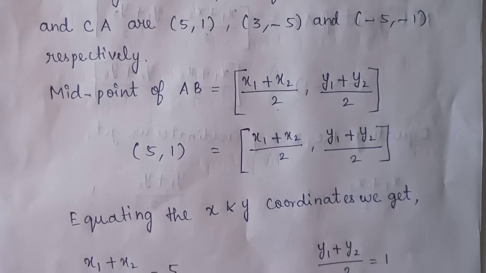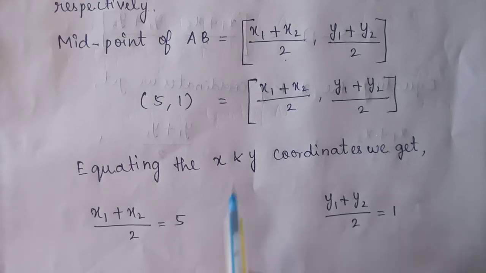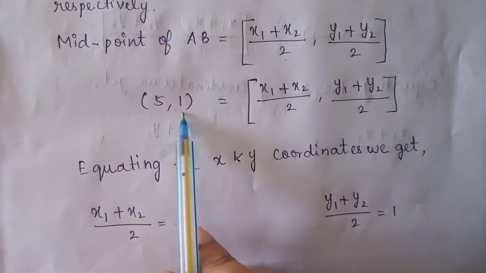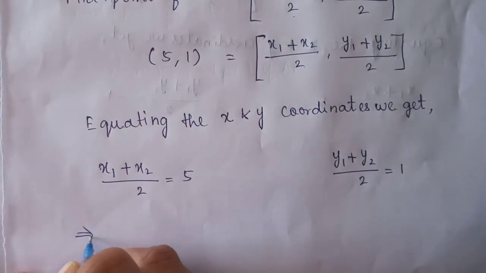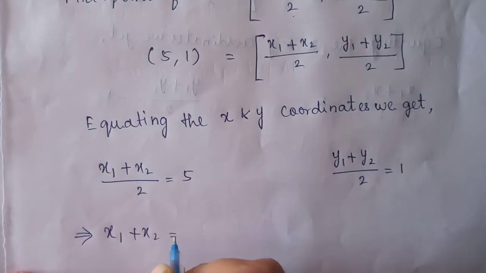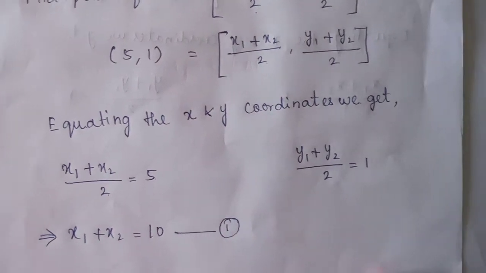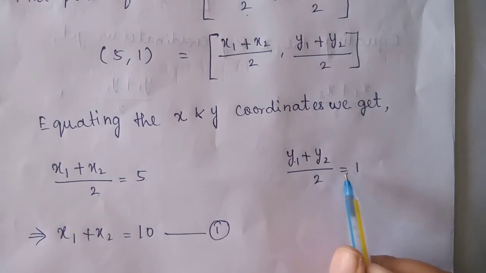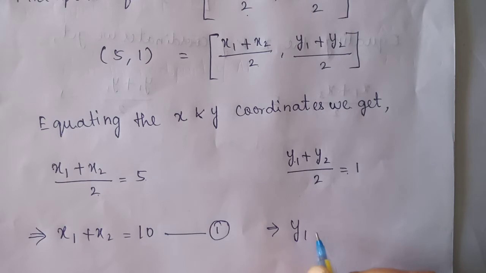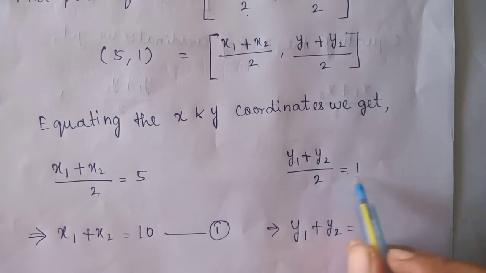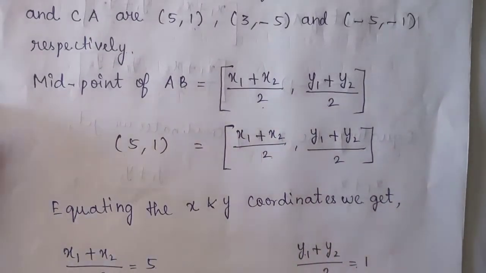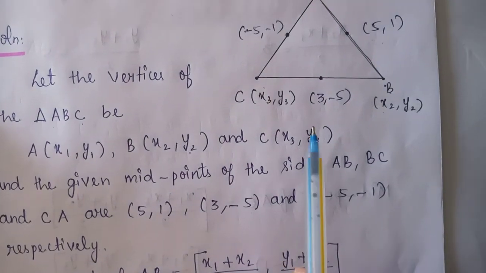Next step is you just equate the x and y coordinates. (x1 plus x2) by 2 is equal to 5 and (y1 plus y2) by 2 is equal to 1. Which implies, by cross multiplication, x1 plus x2 is equal to 5 twos are 10, which is equation number 1. Similarly, equating the y coordinate, y1 plus y2 is equal to 2 ones are 2, which is equation number 2.